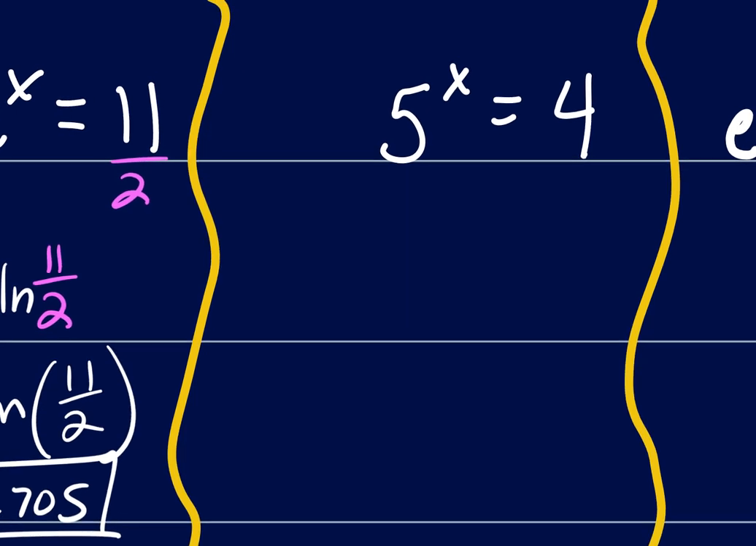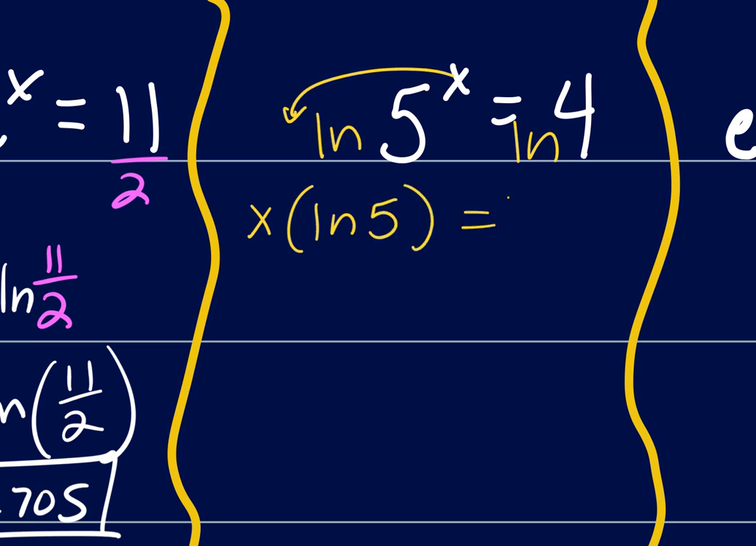All right, then 5 to the x equals 4. This is a case where obviously we can never make 5 become a base of 4. So we ln both sides of this equation. The x bumps to the front, and I get x times ln of 5 equals ln of 4. And then to isolate the x, I'm going to divide both sides by ln of 5.